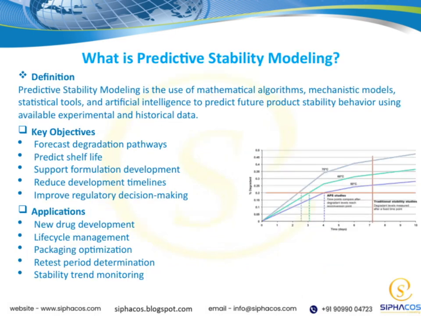Let's start by understanding what predictive stability modeling really means. It's about using math, models, statistics, and AI to forecast how a product will hold up over time, based on data we already have. The main goals: to predict how a drug might degrade, estimate its shelf life, help develop better formulations, speed up development, and guide regulatory decisions.